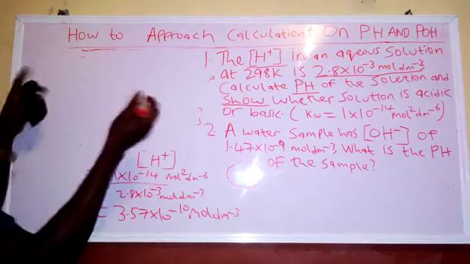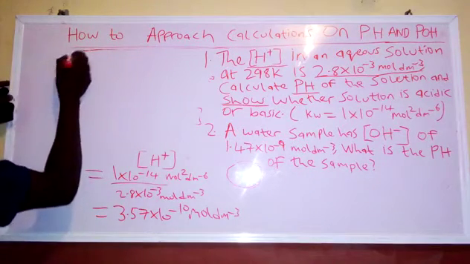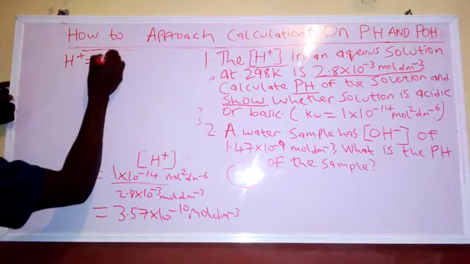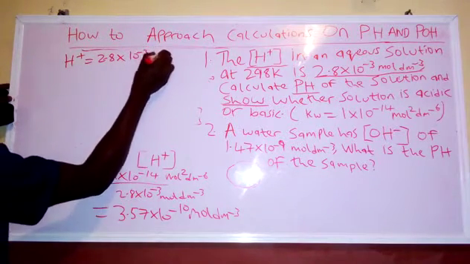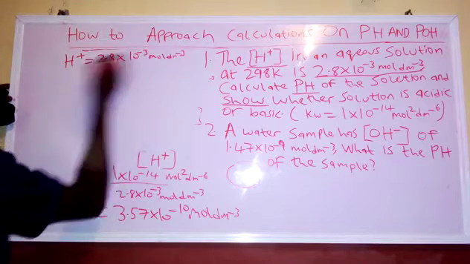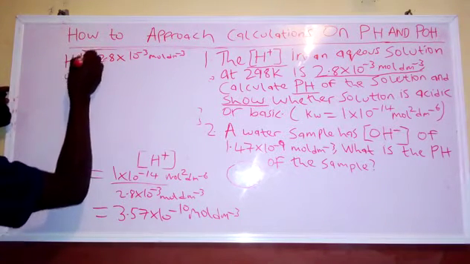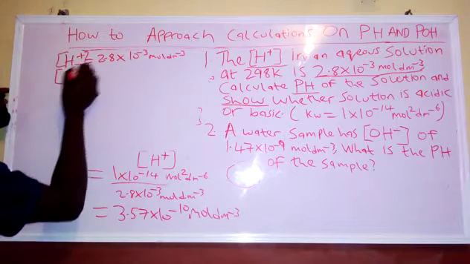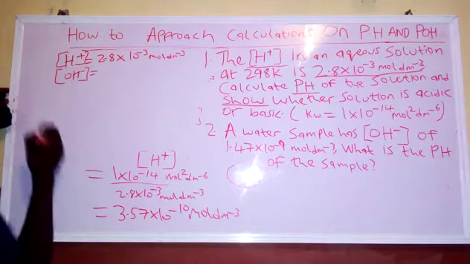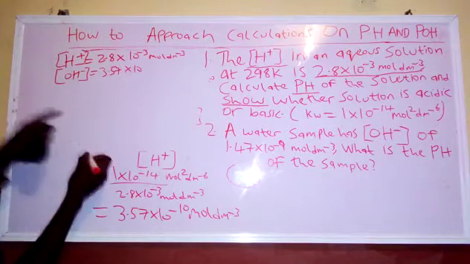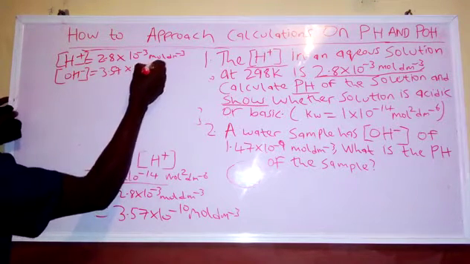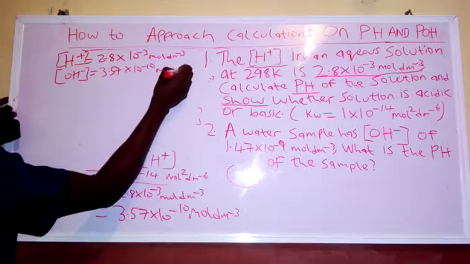Now look carefully. Now look at the hydrogen ion. Hydrogen ion equals 2.8 times 10 raised to the power minus 3 mole per dm cube. Hydroxyl ion equals 3.57 times 10 raised to power minus 10 mole per dm cube.